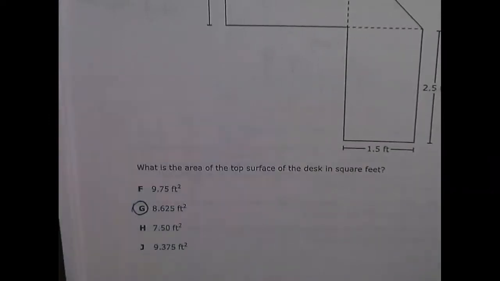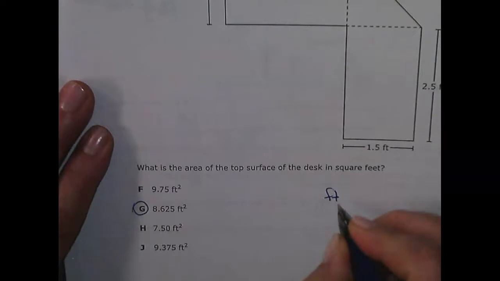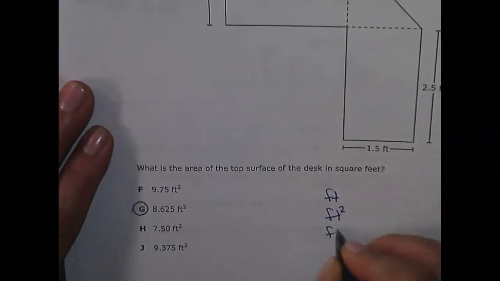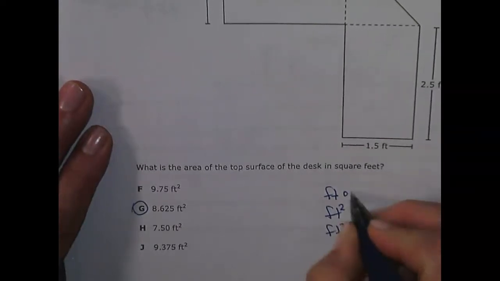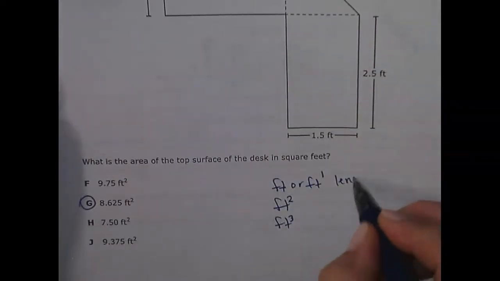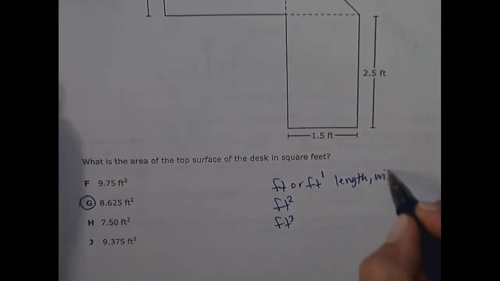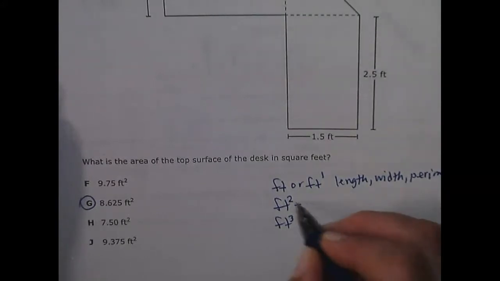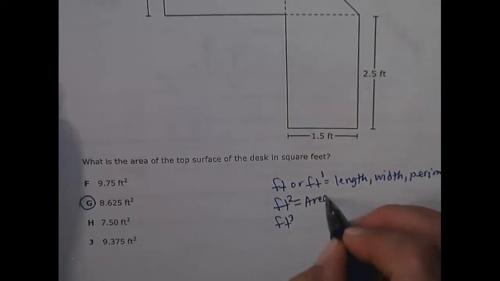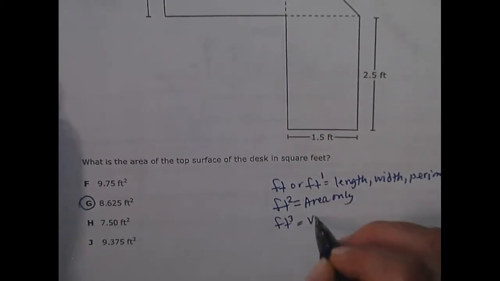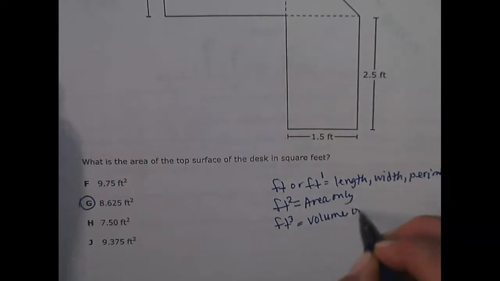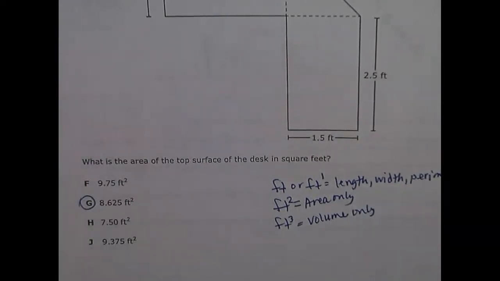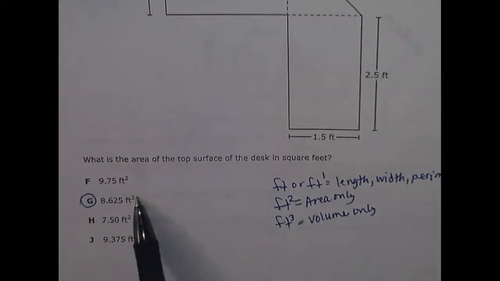What does that little 2 mean? So if you had feet to the second, and then feet to the third. By the way, this is the same as feet to the first. What does that mean? That's either length, width, or perimeter, even circumference, because that's the same thing. This is area only. This one is volume only. So if you would know that one piece of information, when you see that little 2, you're dealing with area.